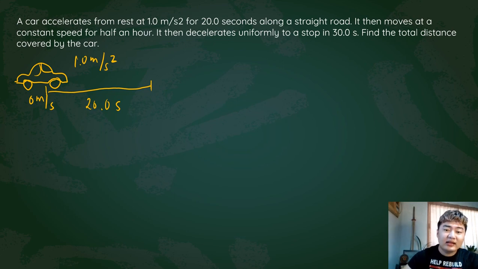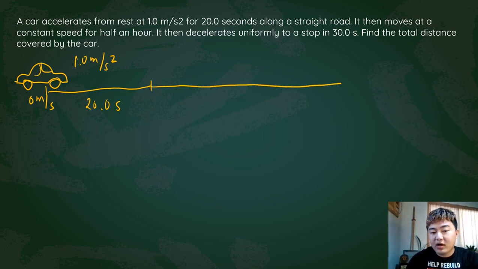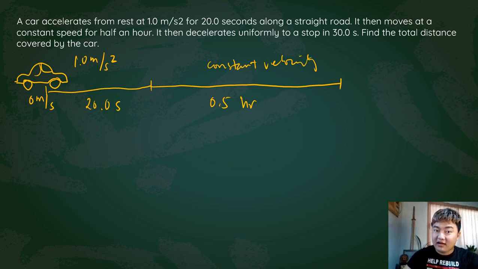And then after the end of 20 seconds, it moves at a constant speed for half an hour. The illustration, of course, is not to scale. Just take note of that. And remember that the velocity here is constant. And then the motion of the car changes again because it decelerates uniformly in 30 seconds. Again, not to scale.